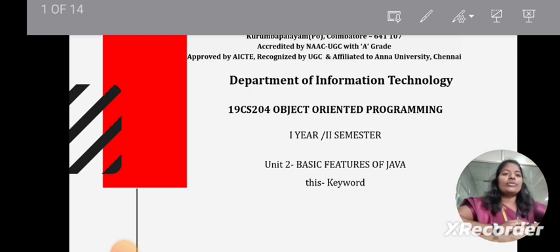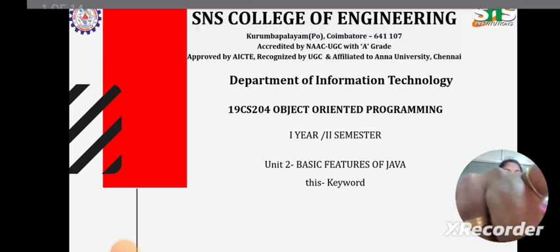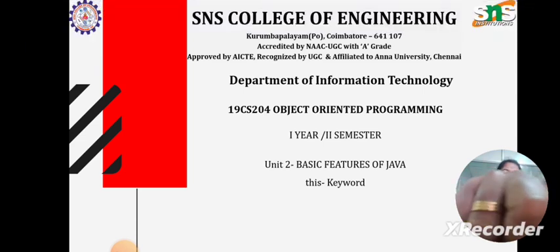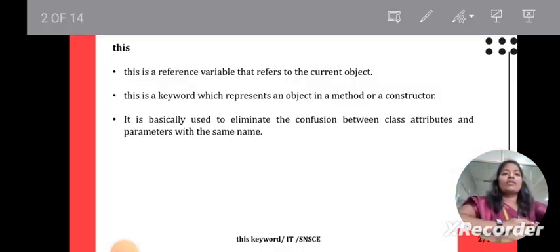Now we are going to learn about the topic: this keyword in Java. This is a reference variable that refers to the current object. This is a keyword which represents an object in a method or a constructor. It is basically used to eliminate the confusion between the class attribute and the parameters with the same name.